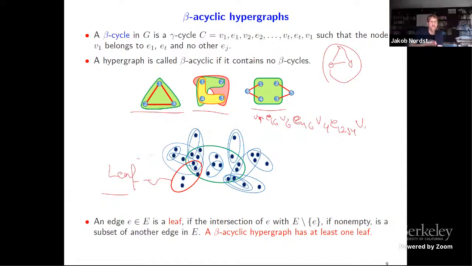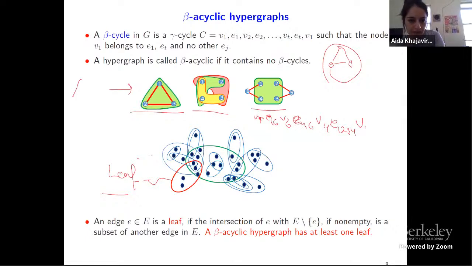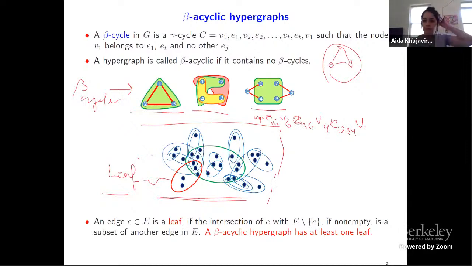Yeah, okay. So these are actually examples of hypergraphs with beta cycles. You can find beta cycles here. It wasn't clear here. This is an example of a hypergraph that is beta cyclic.